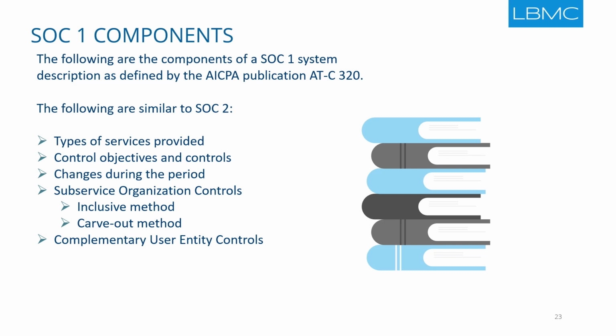And if the inclusive method is used, it should identify separately controls at the service organization and controls at the subservice organization, and identify monitoring in place for controls at the subservice organization. If the carve-out method is used, the functions performed by the subservice organization and activities for monitoring the effectiveness of the subservice organization controls are to be listed. Complementary user entity controls should be documented if there are any, along with the applicable control objectives.